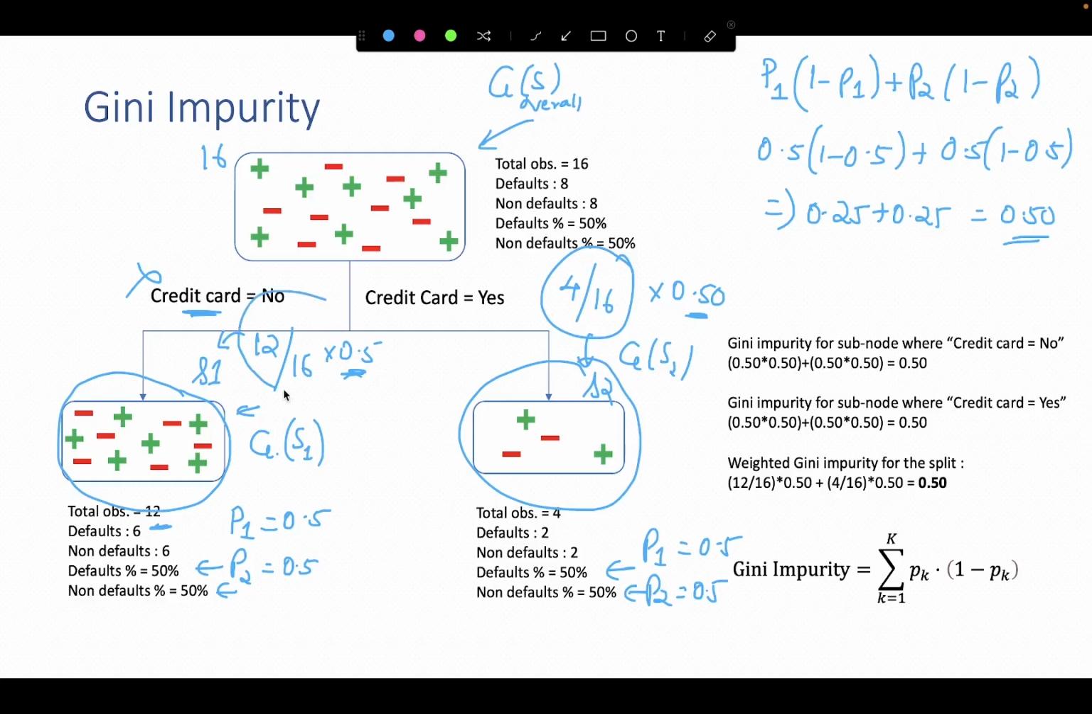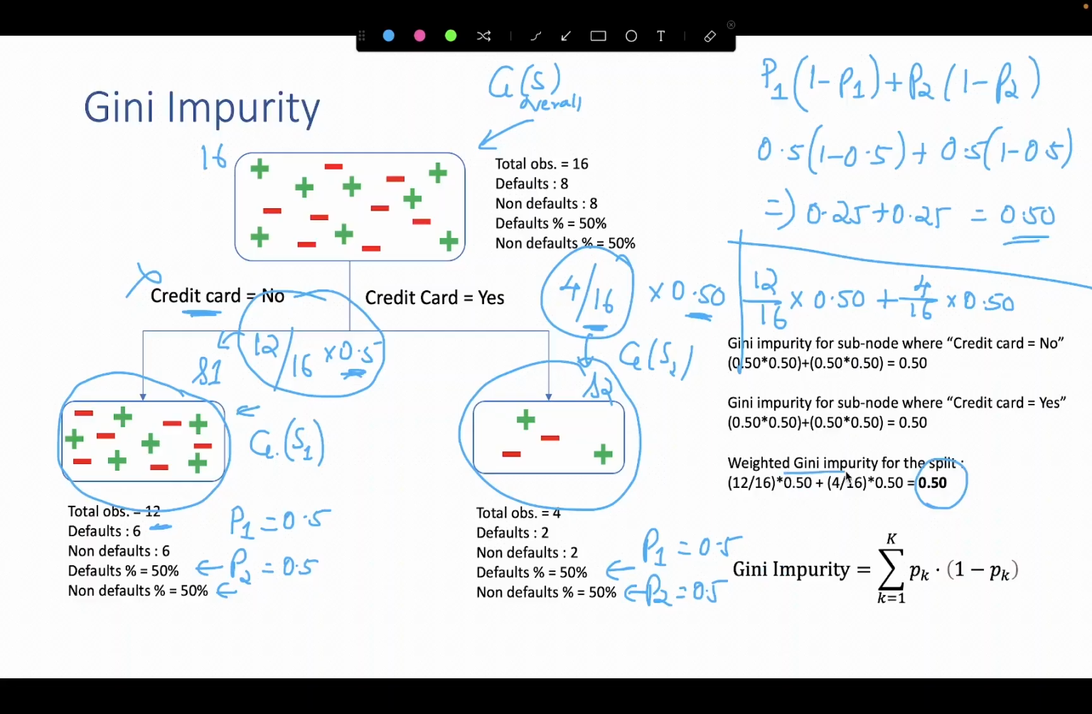So we multiply these weights with the individual Gini impurities that we have calculated at subnode S1 as well as subnode S2. So the resultant calculation will be like 12 by 16 multiplied by 0.5 plus 4 by 16, which is a weight of subnode S2, multiplied by 0.50, which is nothing but the Gini impurity calculated at subnode S2. So this here is going to result in a value of 0.50, which is called as weighted Gini impurity for the overall feature split. So we have computed the weighted Gini impurity for the feature split determined by this particular variable called credit card here.